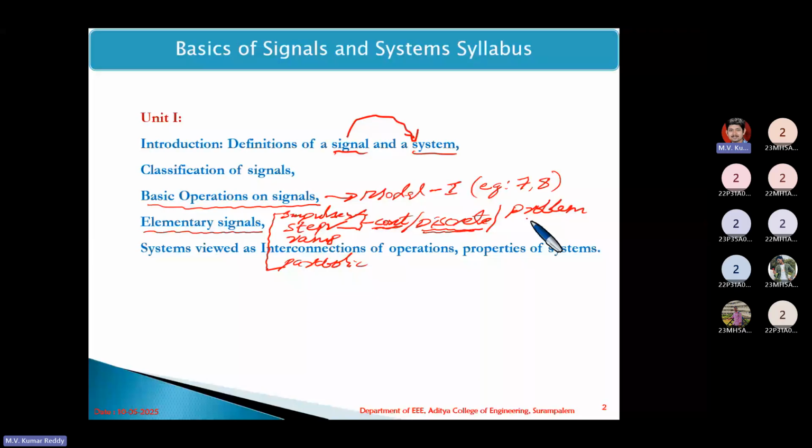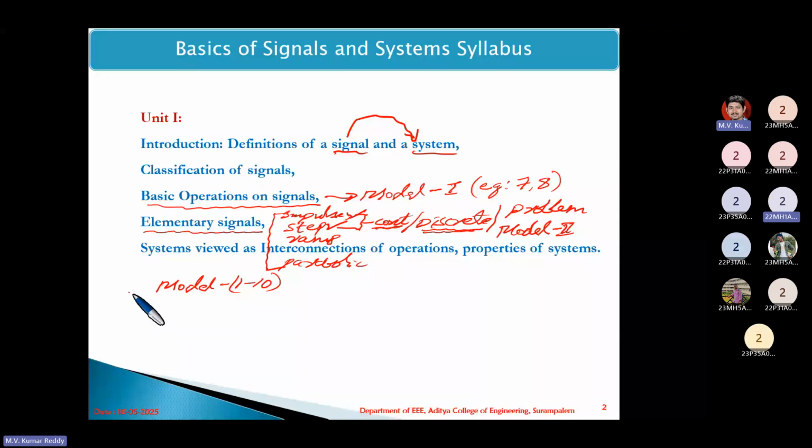Overall these 5 units have 10 models. First of all, you have to clear those 10 models, and next you have to prepare important questions, and next previous papers. What is the order? First complete models 1 to 10. Next, important questions. Next, previous papers. This is the order.